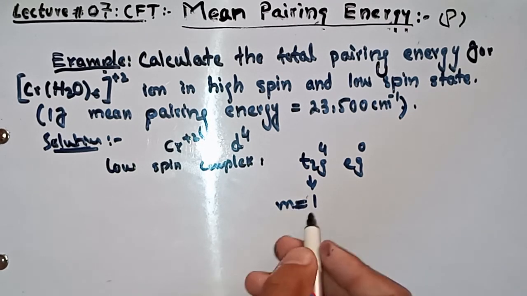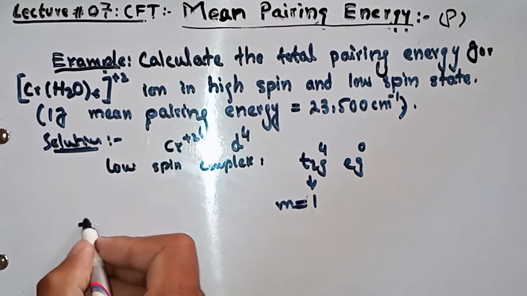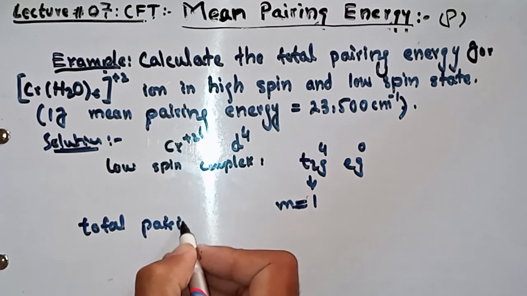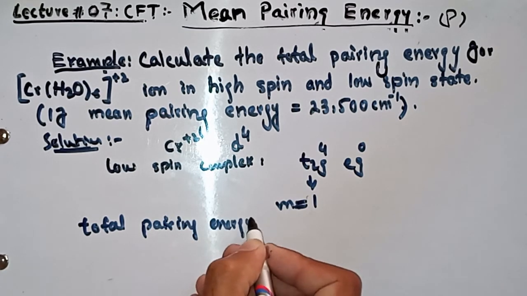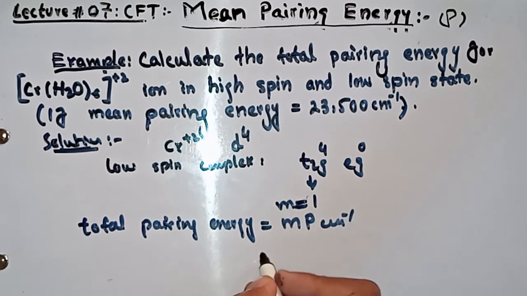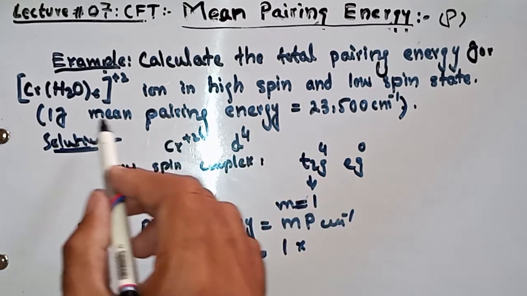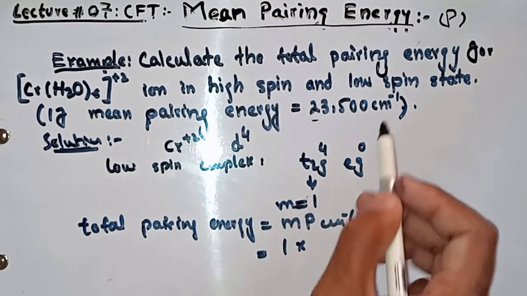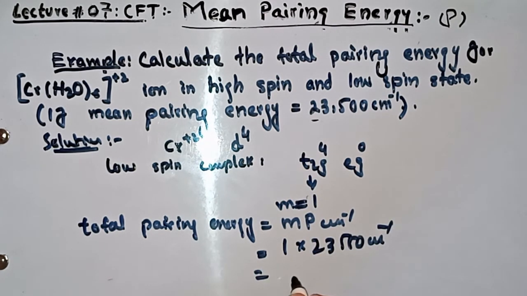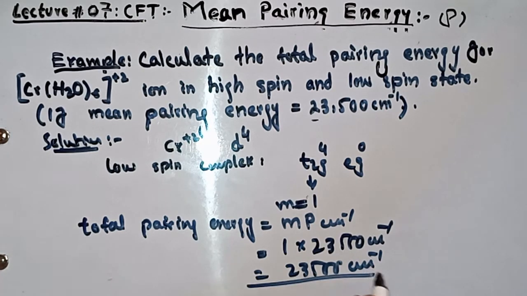So for the t2g set, the total pairing energy for low spin will be equal to mp cm⁻¹, where m is equal to 1, multiplied by p, where p is the mean pairing energy, p is equal to 23,500 cm⁻¹. So the total pairing energy is 23,500 cm⁻¹. That is for low spin.